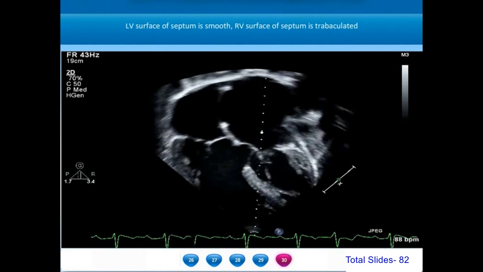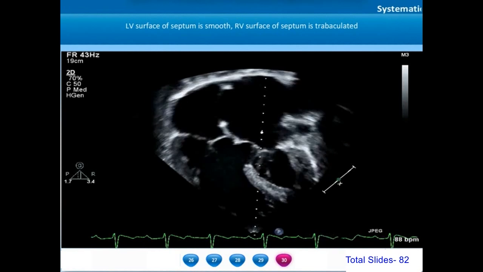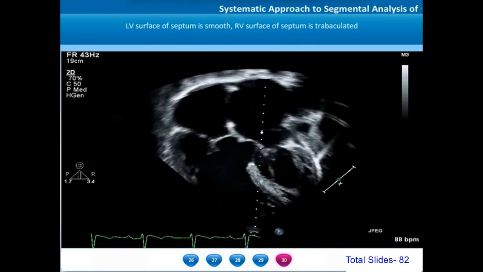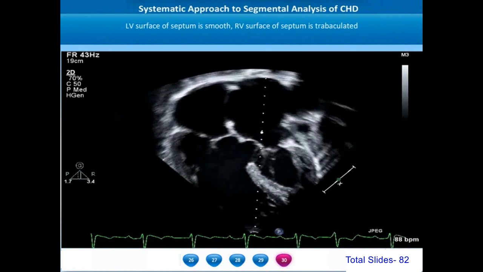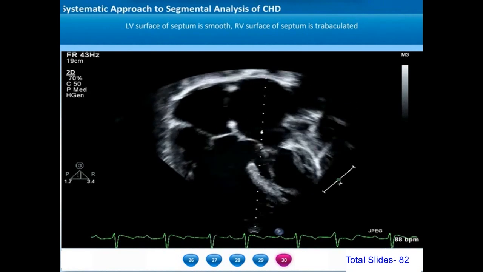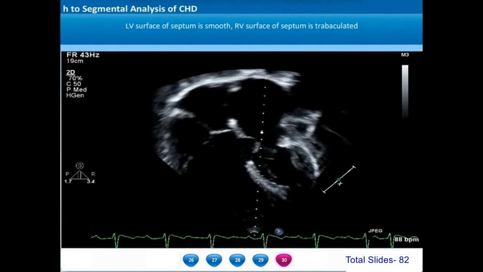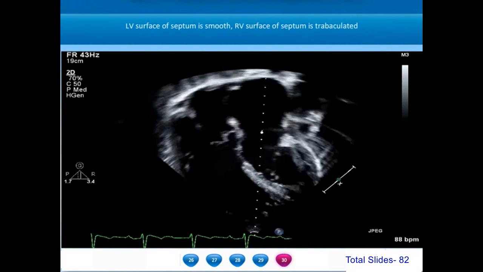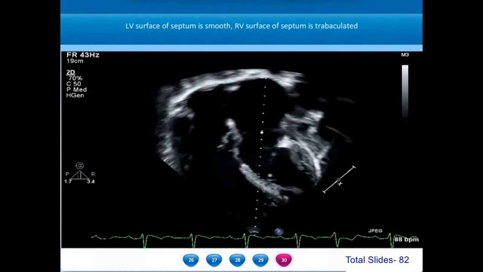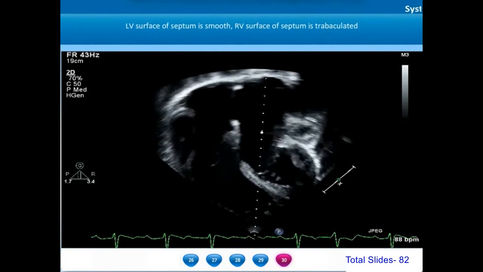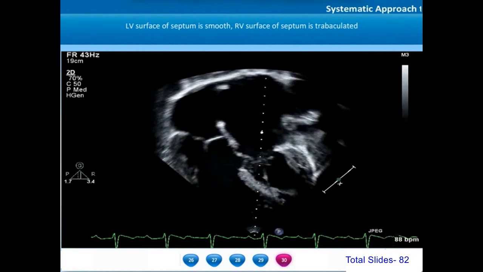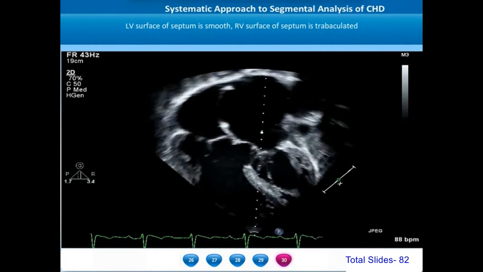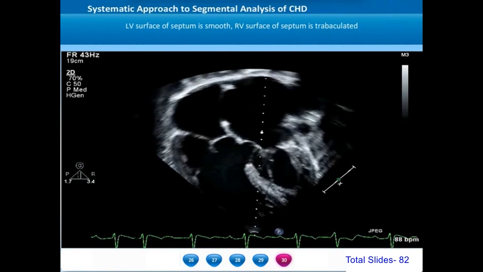On this example, in the apical view, we are able to clearly appreciate the interventricular septum. We notice that the septum is smoother on the left hand of the screen and is more coarser on the right hand of the screen. So, the ventricle on the right hand of the screen will represent the morphological right ventricle, and the smoother portion on the left hand of the screen will indicate morphological left ventricle.